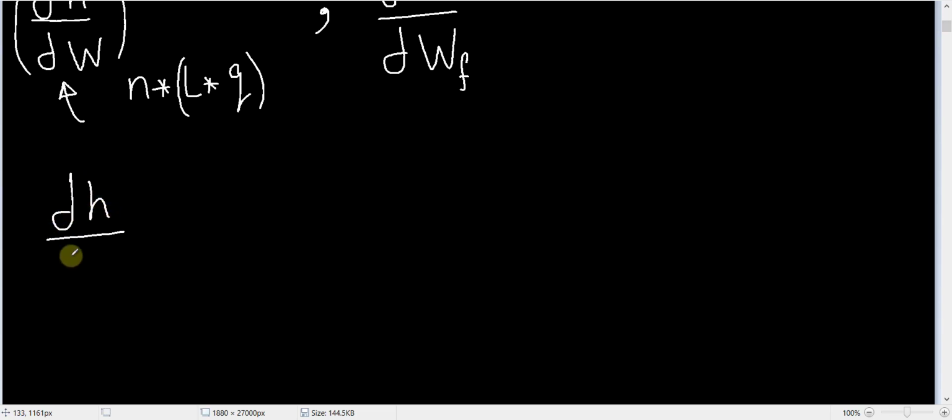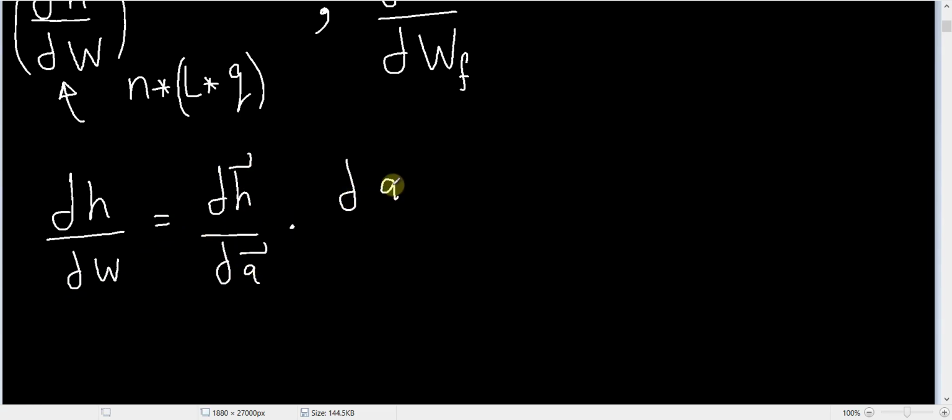We expect this result to be something like dH by dA multiplied by some dA by dW, right? We expect something like that to be true. This is the chain rule. Of course, we have first to prove that the chain rule holds true for this complex situation, but we can at least expect something like that to be true and then validate this expectation.